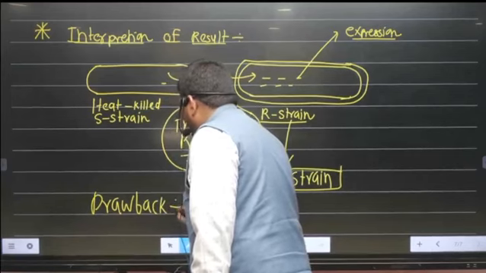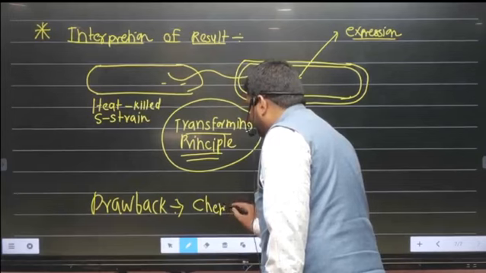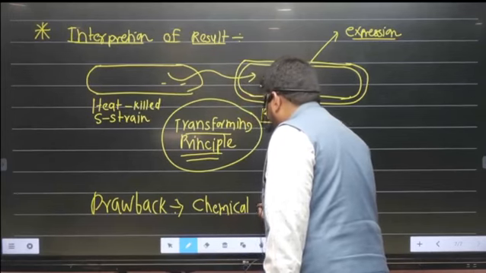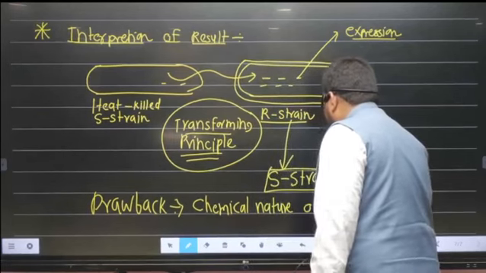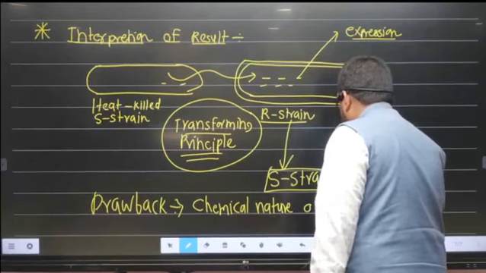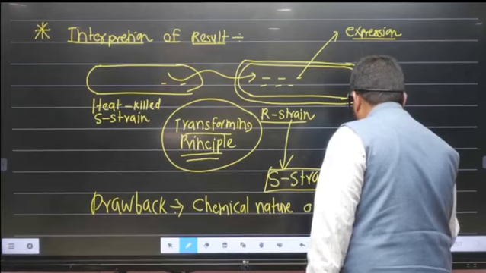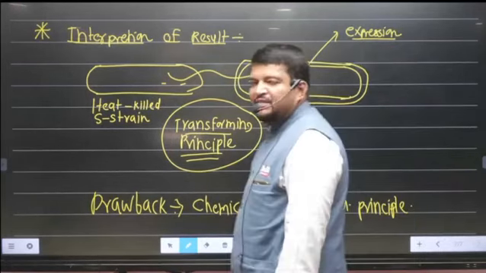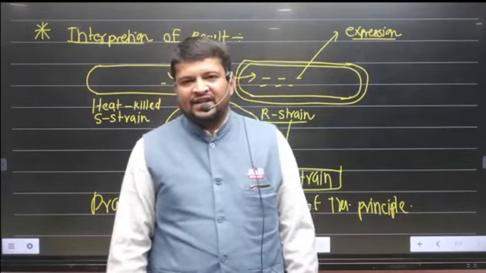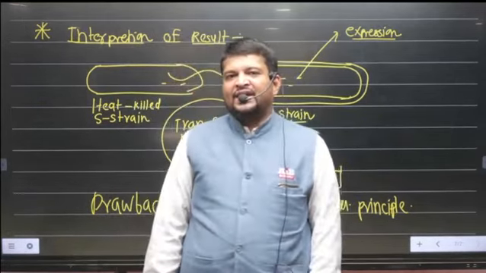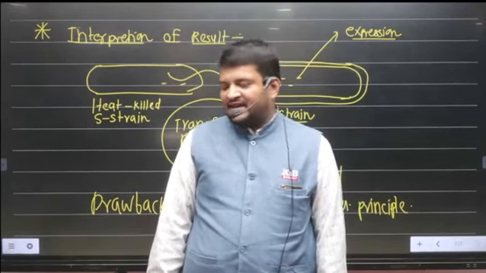Griffith was not aware of the chemical nature of the transforming principle, and therefore further experiments were performed by three scientists: Avery, MacLeod and McCarty.